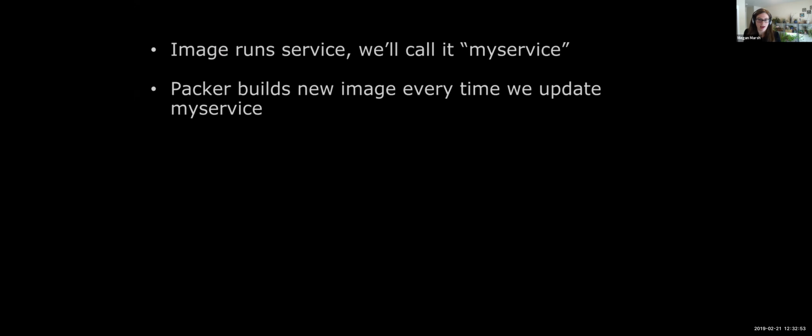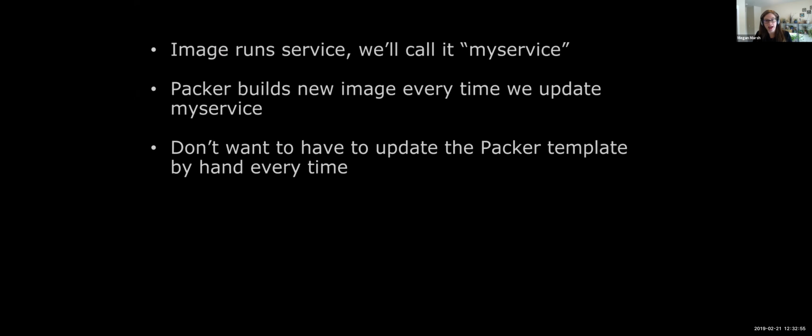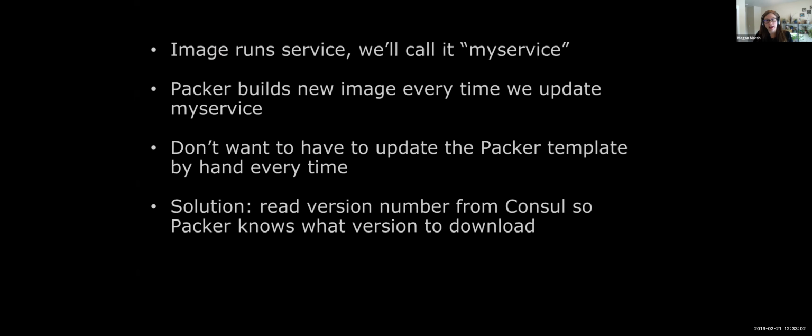So for example, if you're using Packer to build an image that'll be used to run a service, and we'll call that service my service, every time you update the service, you create a new image using Packer. And you don't want to have to change the Packer template by hand every single time the service is updated. So what you can do instead is you can ask Consul for the current version number of a service and use that version number to figure out what version of the service to install on Packer.